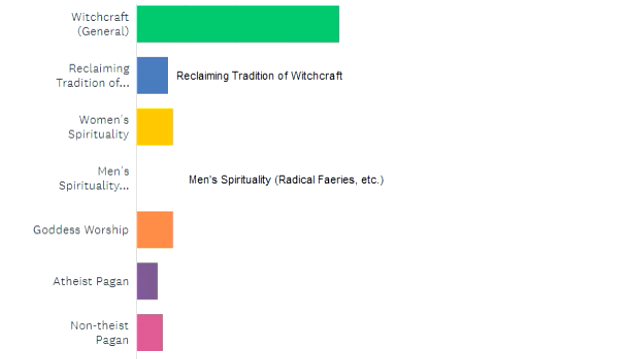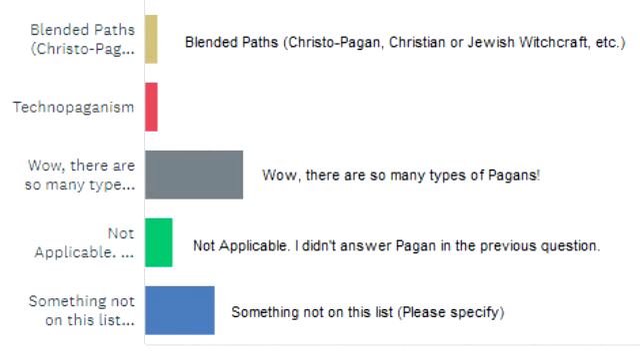Looking over into the next column, we have general witchcraft. So not necessarily Wicca, but identifying with witchcraft. I have about, looks like 6%, Reclaiming tradition of witchcraft, which is the tradition that I am growing to be a bigger part of. A few more than that identify with women's spirituality. Nobody who answered this survey identifies with men's spirituality, such as radical faeries or any other specific men's spirituality group. Got some goddess worship. Atheist pagans and non-theist pagans, blended paths such as Christo-pagan, Christian or Jewish witchcraft, etc. We had a few respondents, as well as techno-paganism had a few.